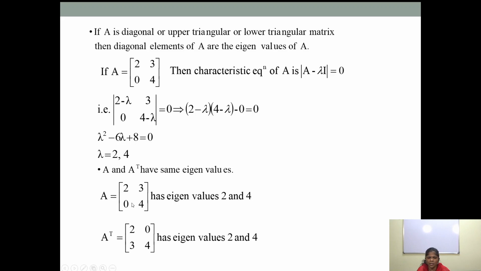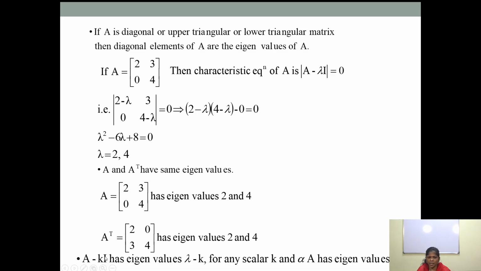Now in this case it is an upper triangular matrix, that's why it has eigenvalues 2 and 4. Now when I take the transpose, this becomes a lower triangular matrix. So obviously, according to this property, its diagonal elements are nothing but the eigenvalues. So that's why 2 and 4. Hence there is no need to solve the characteristic equation in such a case. Therefore A and A transpose have the same eigenvalues.